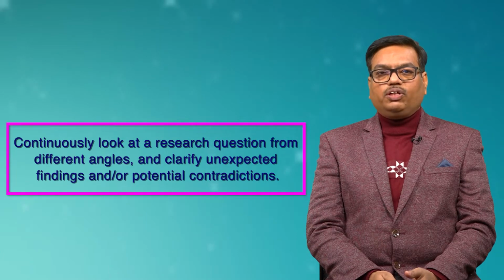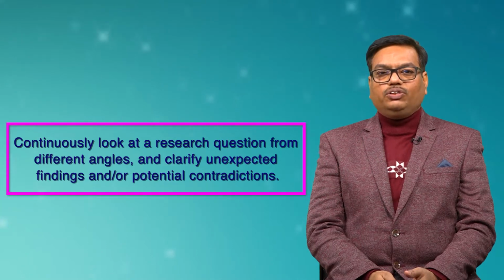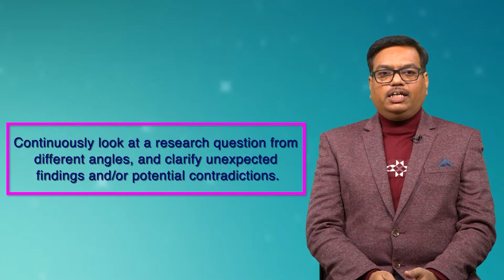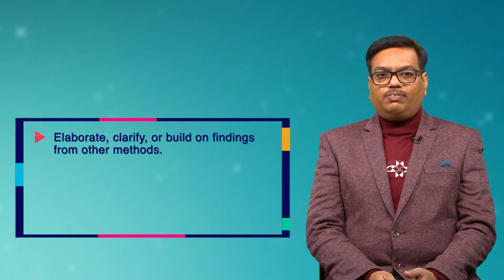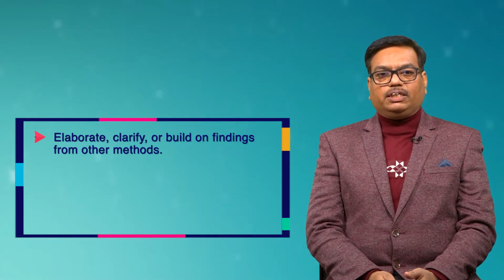You would like to probe your research question from one angle, means one angle is quantitative data, another angle is qualitative data, and you are using both to understand your problem better and clarify unexpected findings or potential contradictions. Sometimes when you are thinking, okay, this is the result of my study and why is this result coming, then you are using another type of data set to understand the result in a better way. When you would like to elaborate, clarify or build on findings from another method, you use mixed method research.